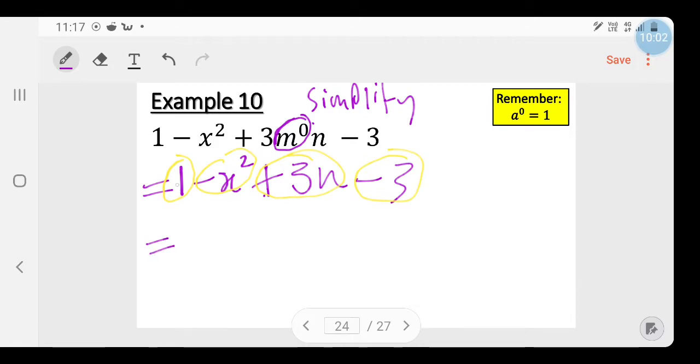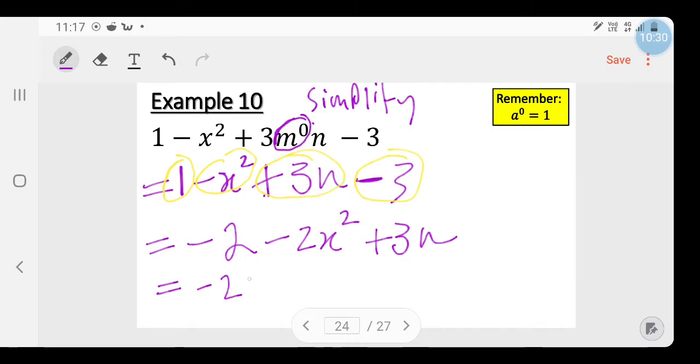So positive 1 minus 3, 1 minus 3 is minus 2. And then the minus x squared comes down, and the plus 3n comes down. And they stay as they are because they can't be simplified any further, okay? And you wouldn't get it wrong if you didn't do this next step, but it's normal to put the term that contains the highest power on a variable at the front. So it's more normal to write it like that, but that doesn't really matter.